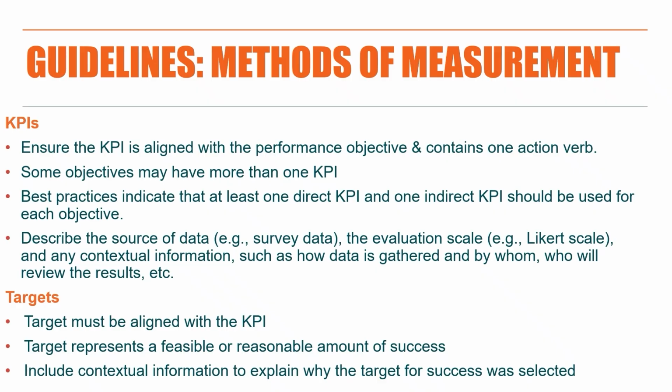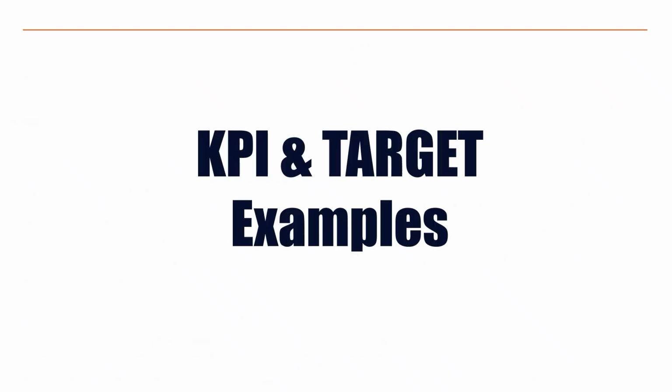Next, consider the target. The target must align with the KPI and define a realistic and reasonable level of success. It should also include contextual information, such as prior results or expected changes, to explain why the selected benchmark is appropriate and attainable. In the next 3 slides, we will look at examples that demonstrate how a KPI and a target come together for each of the SMART performance objective examples we reviewed earlier.